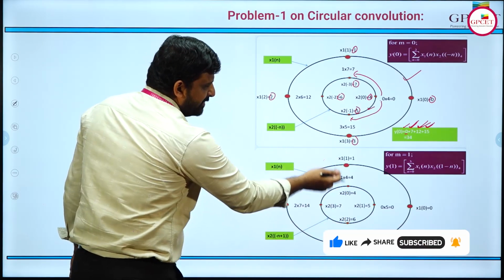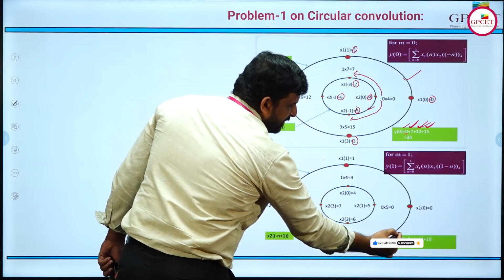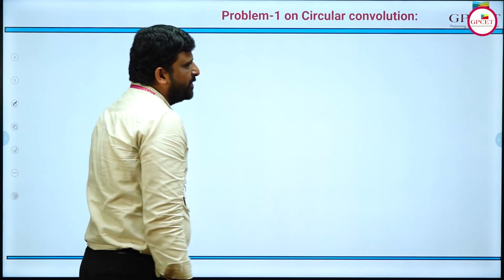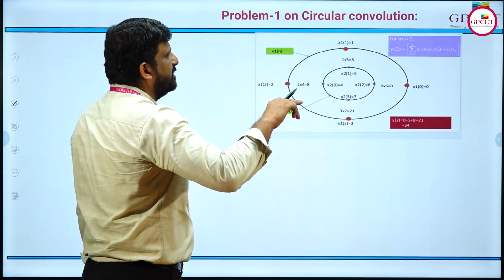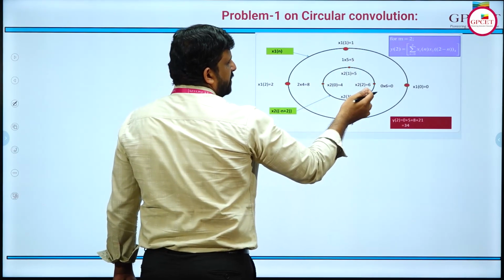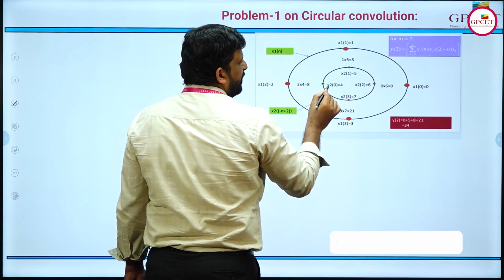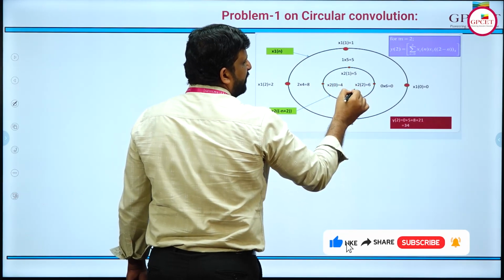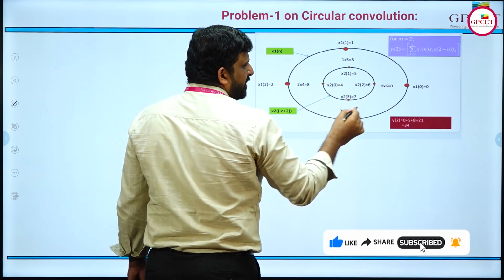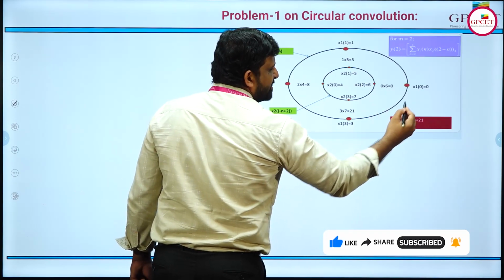Again the same process: multiplication, we got y of n. One more shift, third step. For m is equal to 0, m is equal to 2, we are shifting one more time. And if we see here, x2 of 0, x2 of 1, x2 of 2 and x2 of 3. It is shifted, so again I am multiplying, and I am going to get another sequence y of 2.